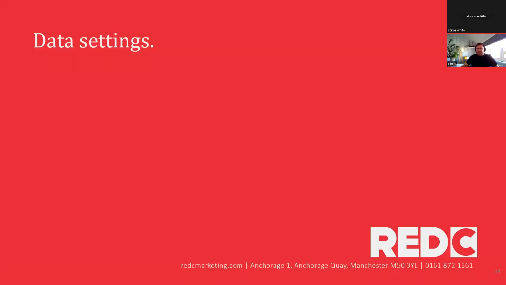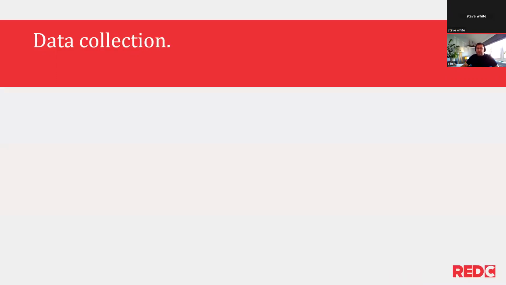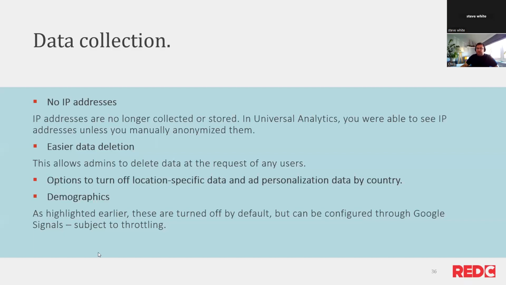Okay, in data settings, there's a few different tabs you're going to want to look at. One of them is on data collection. So a couple of things to note: no IP address tracking by default. In Universal Analytics, you could see IP addresses unless you manually anonymized them.